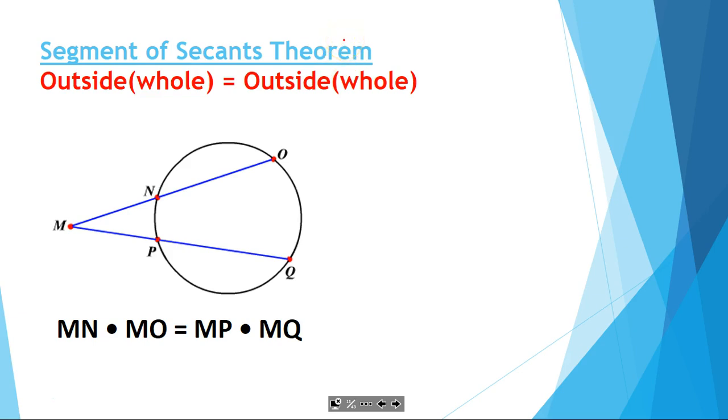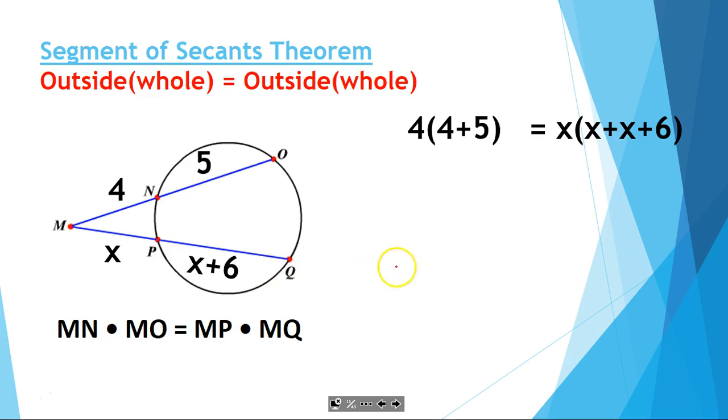Then we have the segments of secants theorem. Here we have two secants that are intersecting with a circle, and they meet outside the circle. When we do this problem, we're going to do outside times whole equals outside times whole. Our outside is here, MN, and our whole is MO. This one is MP, and the whole is MQ. I'm going to put some numbers up here because I think you'll understand it better this way. We're going to do 4 times 4 plus 5, and then X times X plus 6. That's how we're going to set this up.